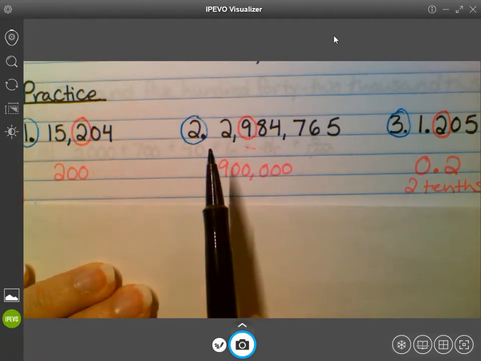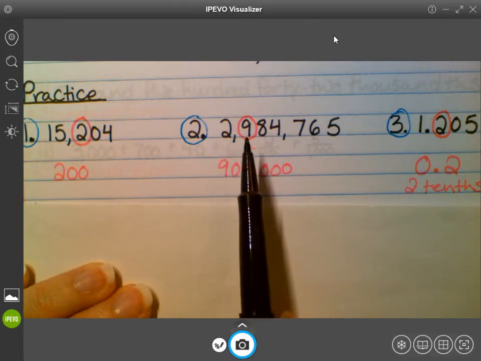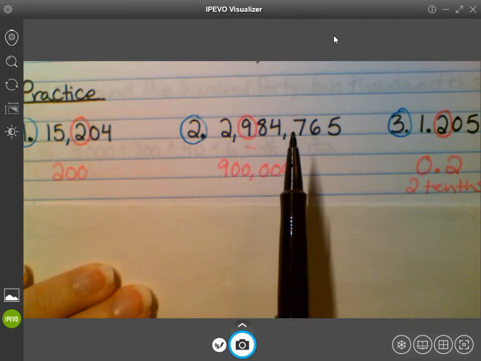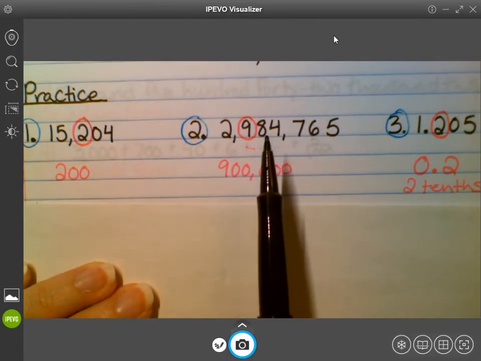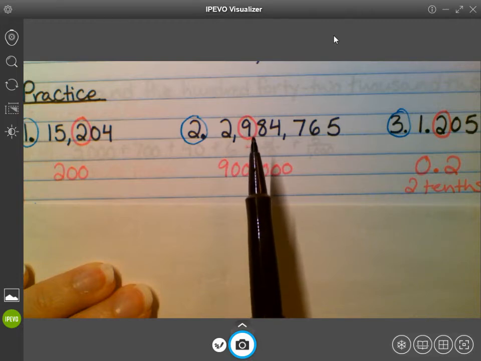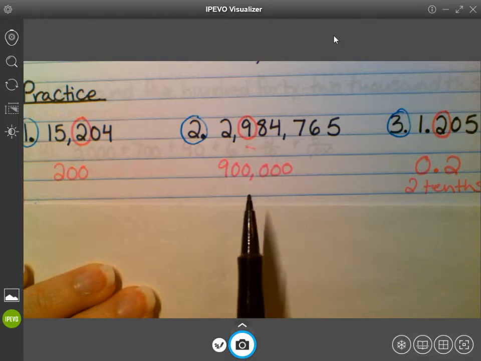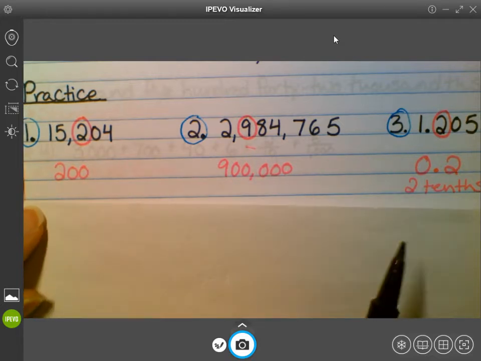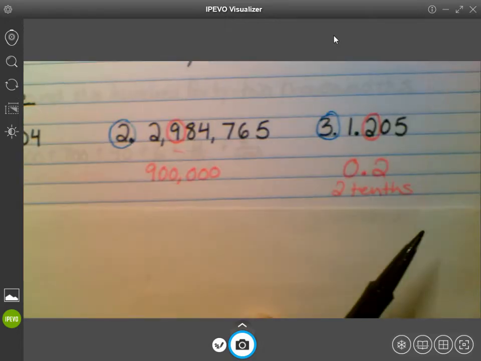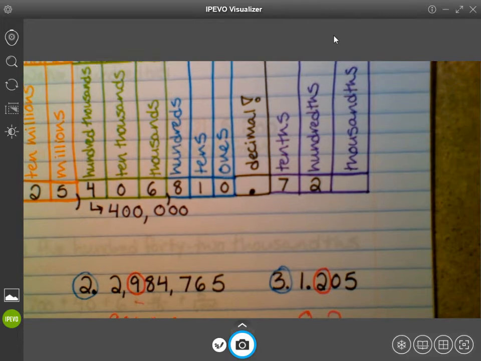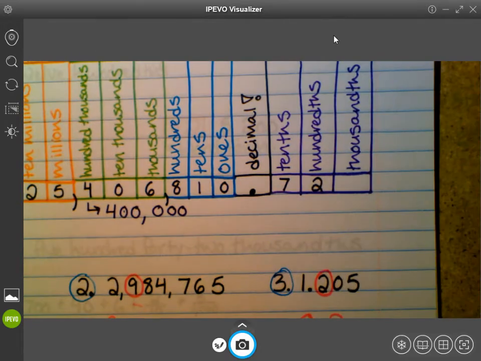Then for number 2, the 9 is circled. So we'd count, okay, ones, tens, hundreds, thousands, 10,000s, 100,000s. So the 9 is in the 100,000s place, which means the 9's value is 900,000. Then we get to number 3. And number 3 may have been a little tricky, but that's why we have our chart written up above so we can look to see what our place values are.